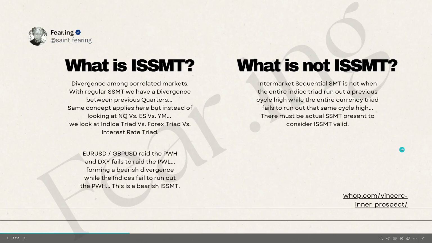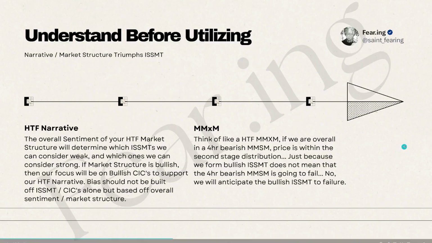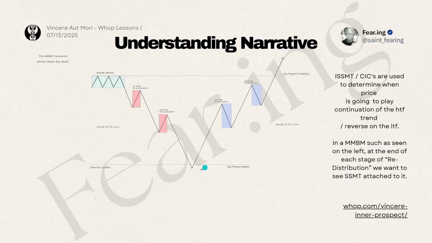So now we'll move on to the thing we were talking about in the previous two videos in regards to higher time frame narrative. I'm gonna repeat myself, but I want to make sure that you guys actually understand this. So again, like I've said before in the previous videos, the overall sentiment of your higher time frame market structure will determine which intermarket sequential SMTs we can consider weak and which ones we can consider strong. If market structure is bullish, so imagine we're within the buy side of the curve of this market maker buy model, we want to see bullish intermarket sequential SMT form and bearish ones that do form be invalidated.